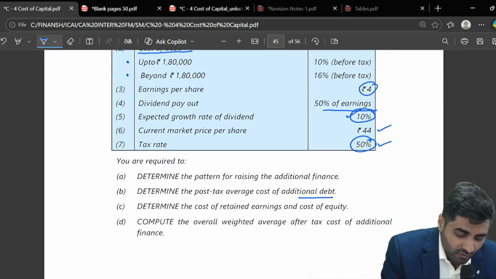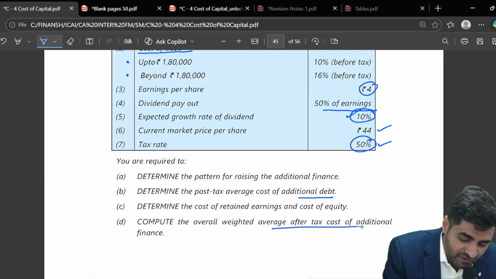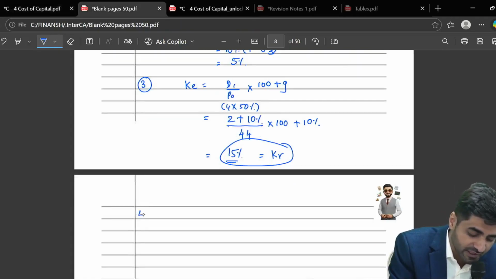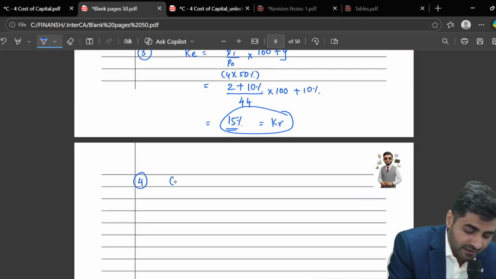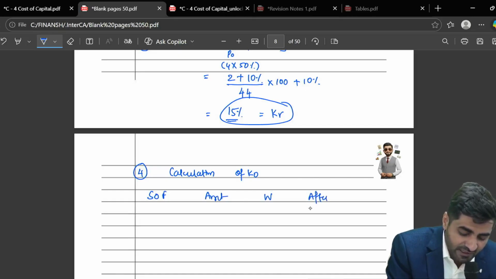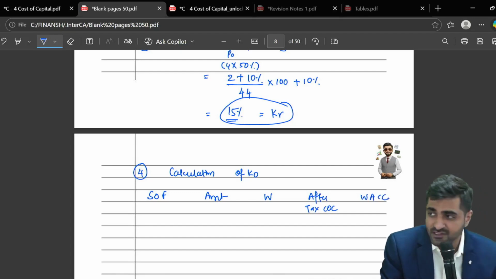Next, what is the last part? Compute the weighted average cost of capital after tax of additional finance. So now in this particular case, your fourth part is calculation of KO. How will you calculate KO, guys? So we'll be having sources, amount, we'll be having weights, then we'll be having after-tax COC, and the last thing which we'll be having, that will be called your WACC.